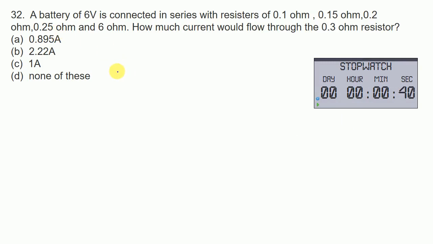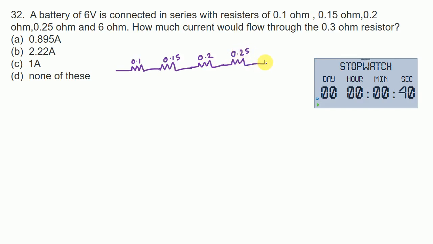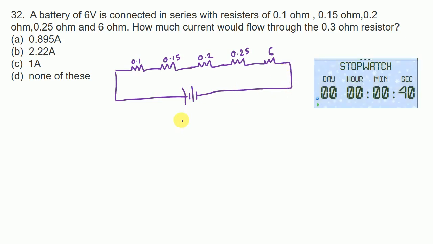Okay, all are in series, right? 0.1, 0.15, 0.2, 0.25 and how much? 6, connected across 6 volt. How much? 6 volt, right? So all are in series. And how much current? Obviously 0.3 ohm. Did I miss 0.3 ohm? There is no 0.3 ohm resistor.